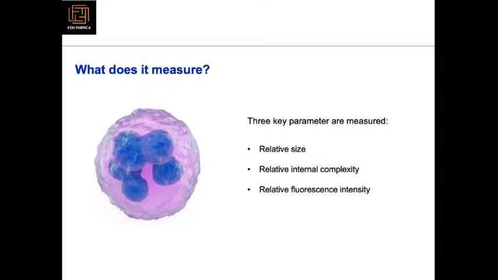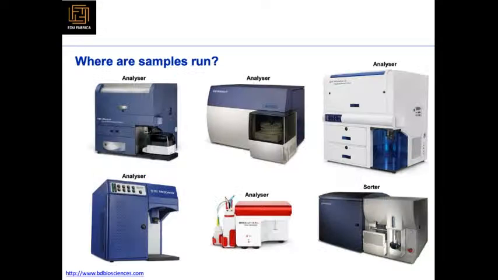So what does it measure? The key parameters measured are relative size, relative internal complexity, and relative fluorescence intensity. How big the cell is, how complex it is internally, and how intense the fluorescence is. All these three are measured during your FACS analysis. These are various analyzers and sorters by BD Biosciences, designed according to complexity.